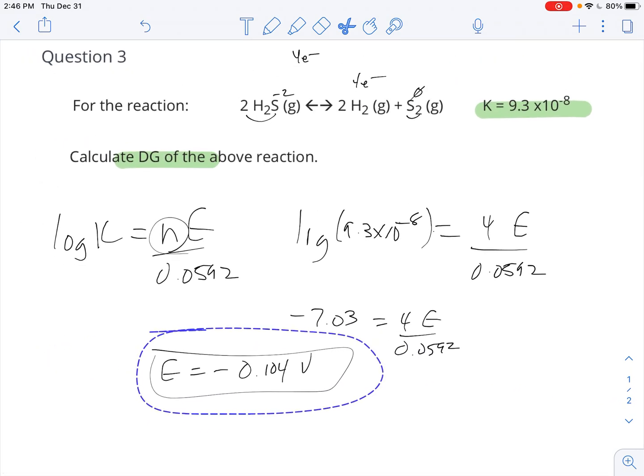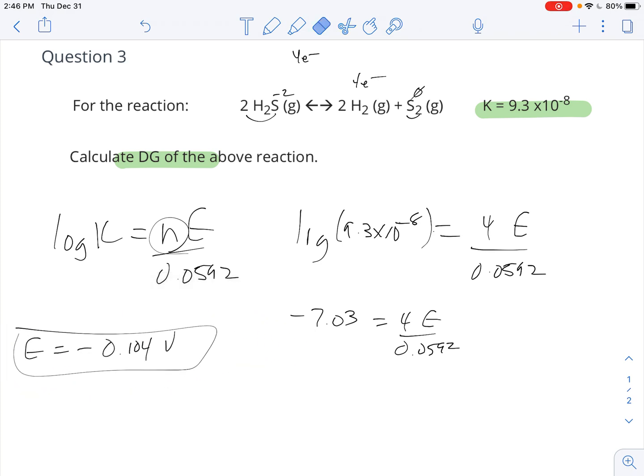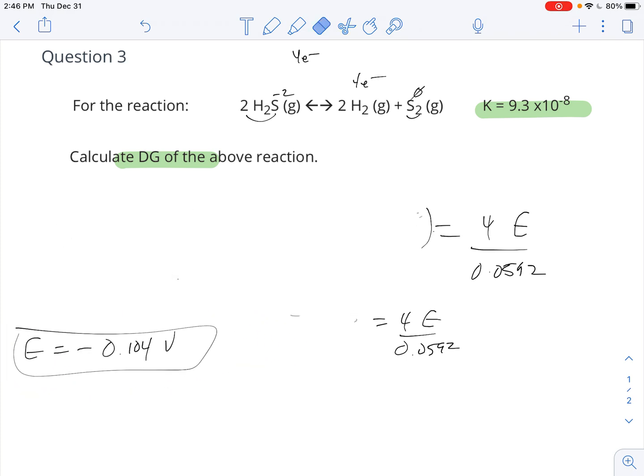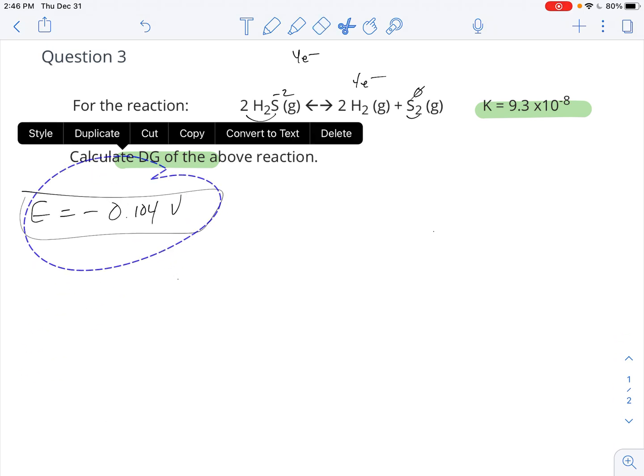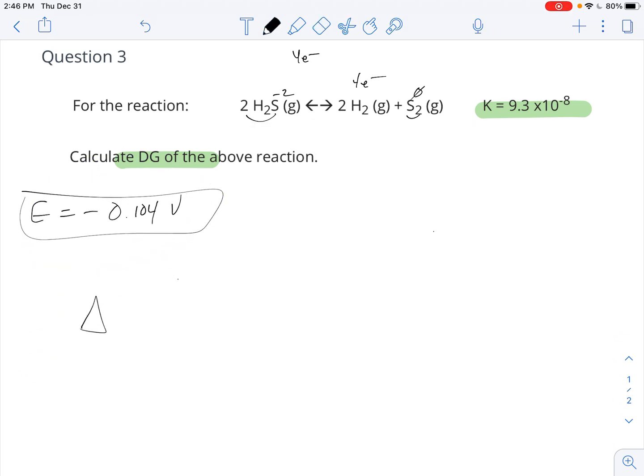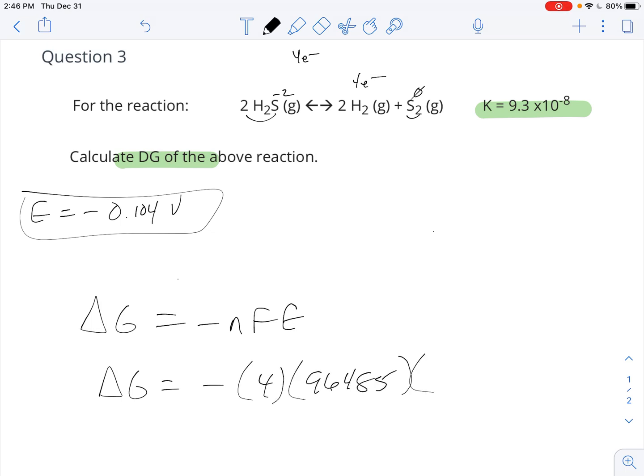Right? That's just a stopgap along the way. So now that I have all that, I'm going to get rid of this. Don't need that anymore. Now I want delta G. So delta G is equal to negative nFE. So delta G then is going to be equal to negative 4 times the 96,485 times the negative 0.104 volts that was there.